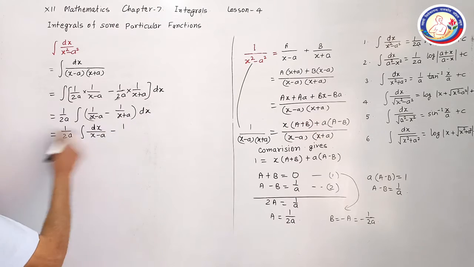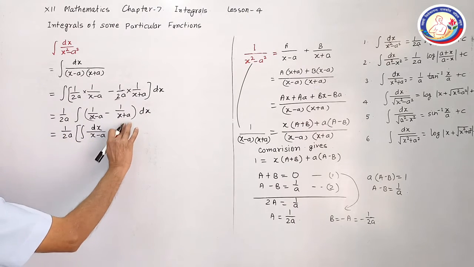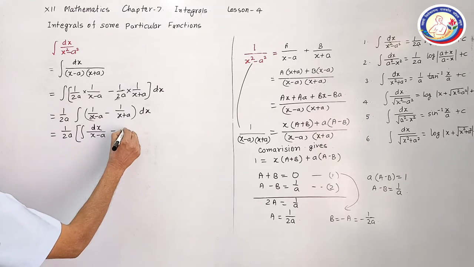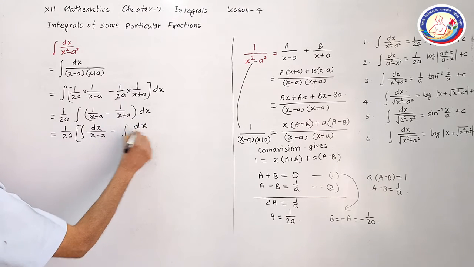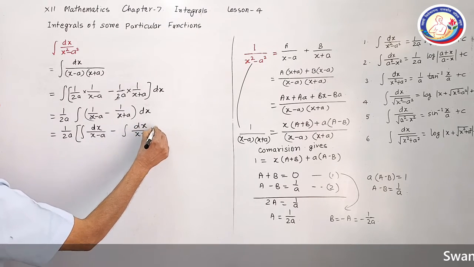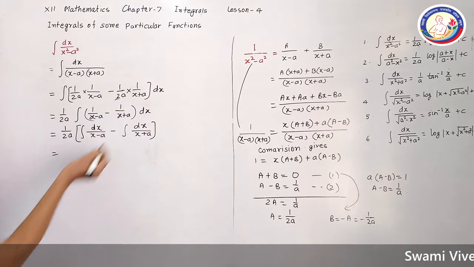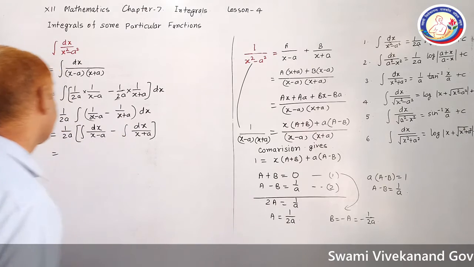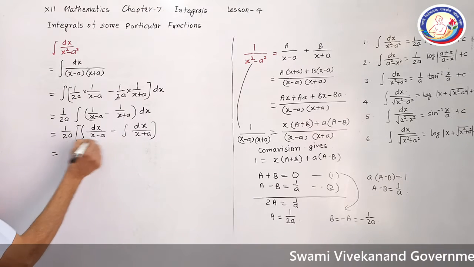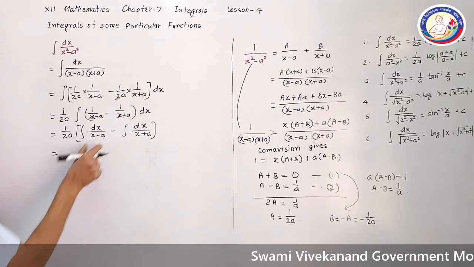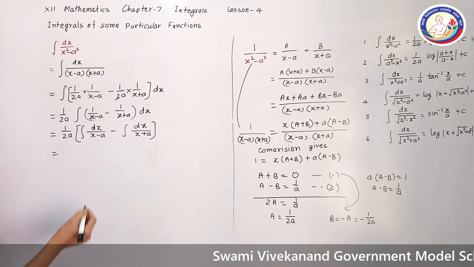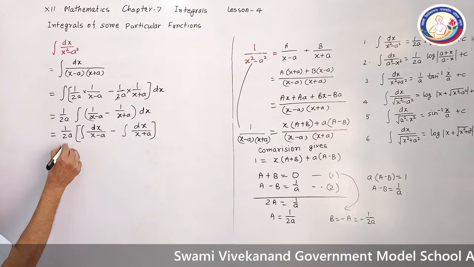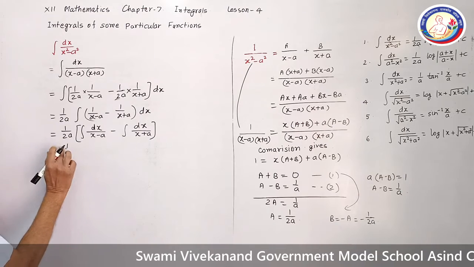Minus 1 upon 2a, I am taking it throughout common, and integral of x plus a. Now we can integrate them because these are simple, in the form of the function is in integrable form.